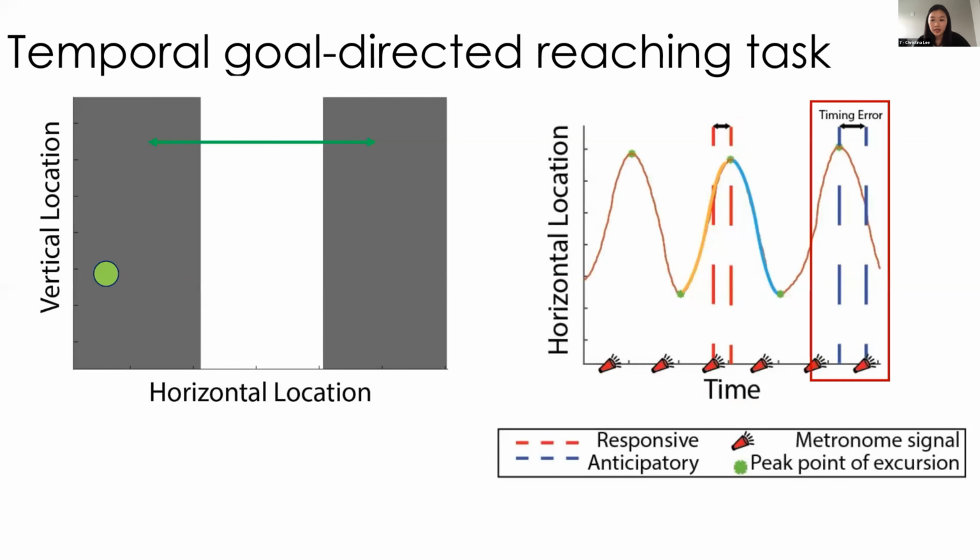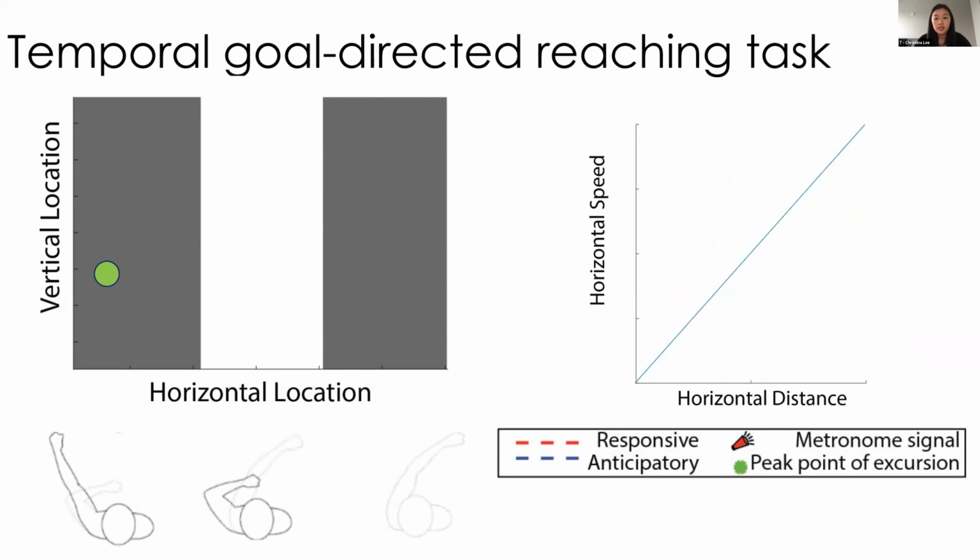We quantified timing error as the time distance between each metronome signal and its nearest point of peak excursion. And as long as they were alternating the direction of their reach with the metronome signal in the background, the endpoint of the reach could be anywhere on the gray shaded region. And as you can see here, this allowed our participants to vary their employed distance and speed without compromising their performance, as long as their distance and speed combinations resulted in the goal movement time.